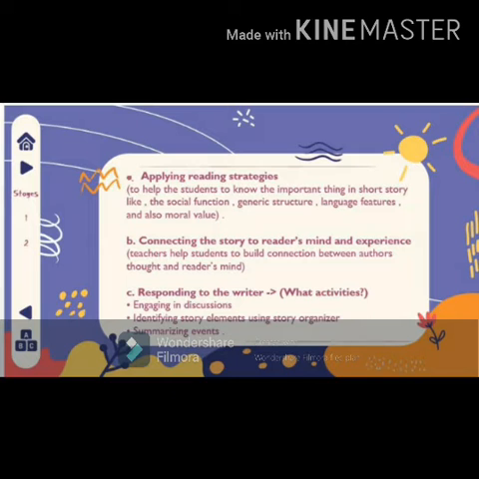The first activity is engaging in discussion. Students can give opinions about the short story that they read. The second is identifying story elements using story organizer. Students have to know the elements of the story that they read. And the last is summarizing events. After they read a short story, they can conclude the short story.